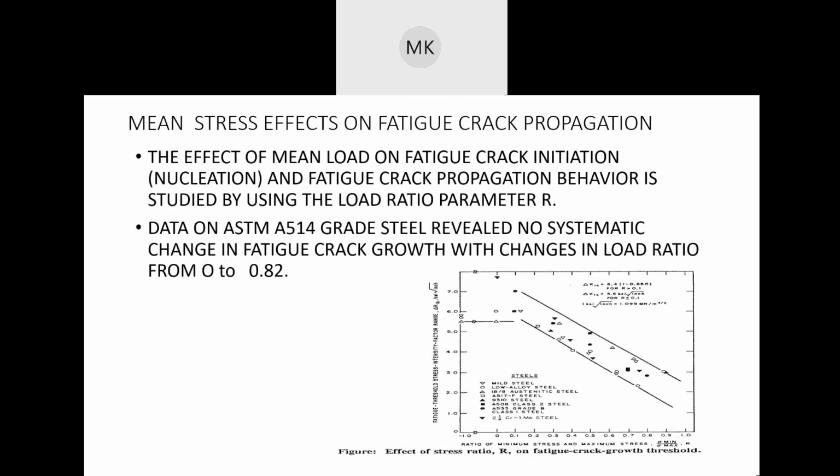So, what is the effect of mean stress on fatigue crack propagation? The mean load is going to affect the crack initiation in the material and crack propagation in the material. So, if you have a load ratio change, the graph by which the crack grows would have the same amount of change, except that it would have moved from one region to the other.